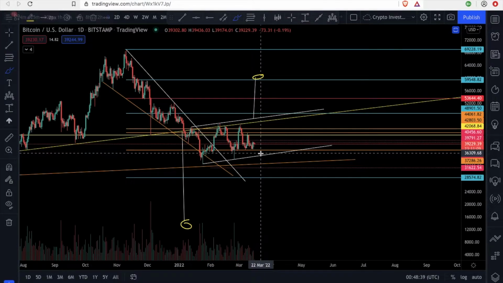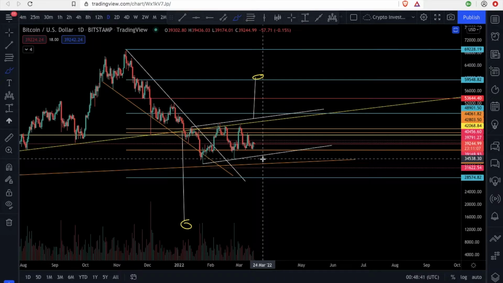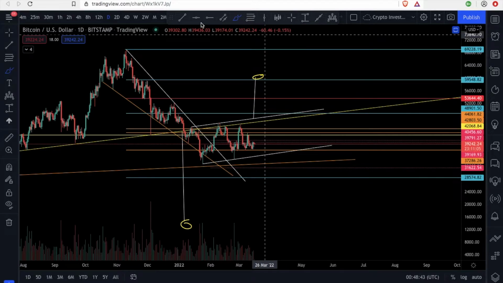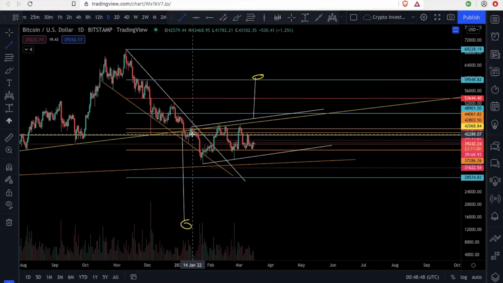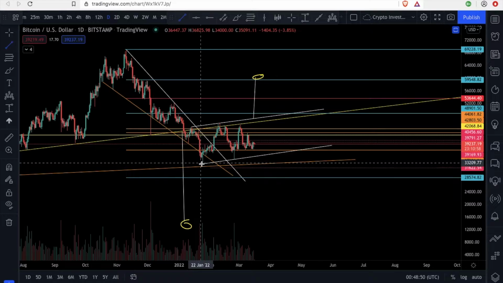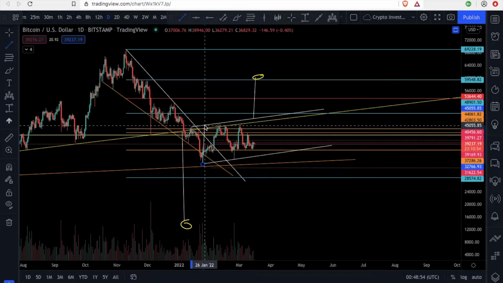And if it loses that support, then this is a bear flag, but it's kind of weird. But just to be conservative here, this will be the price target right here.